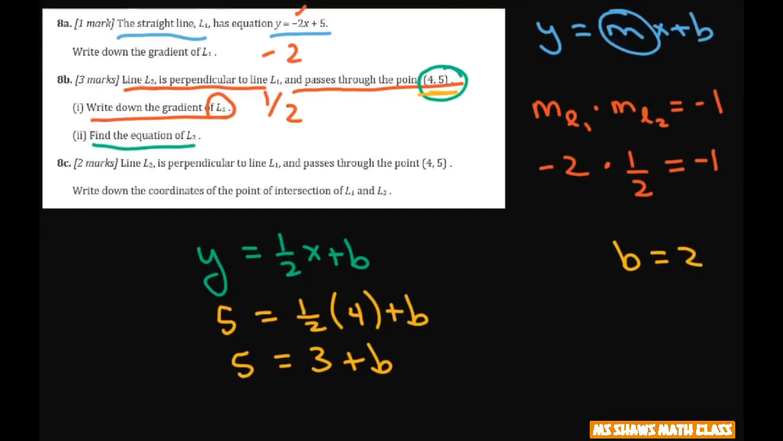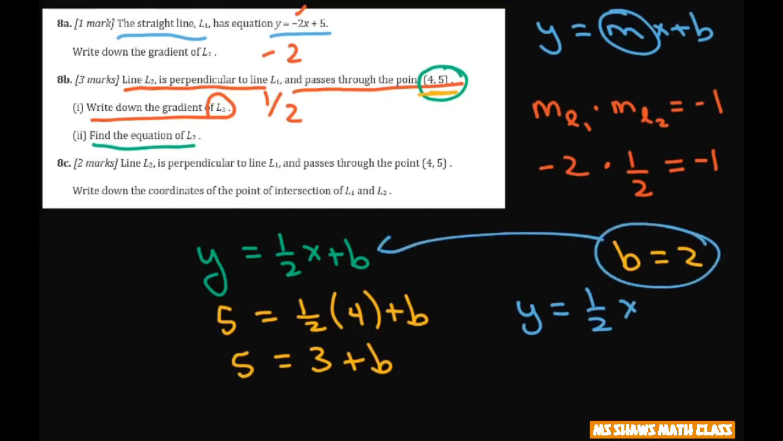So when you write it down, that's going to be y equals 1/2 x, and plug this in, plus 2. And it doesn't say how to write the equation, but that's in slope-intercept form. Okay.